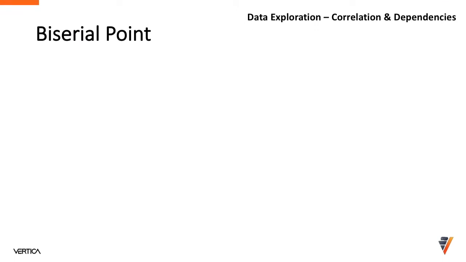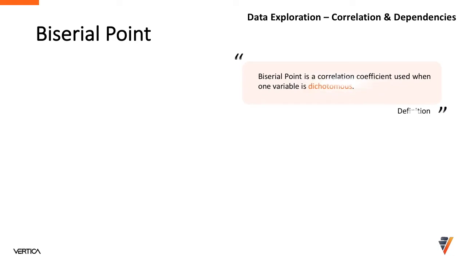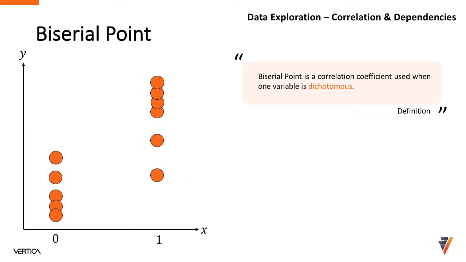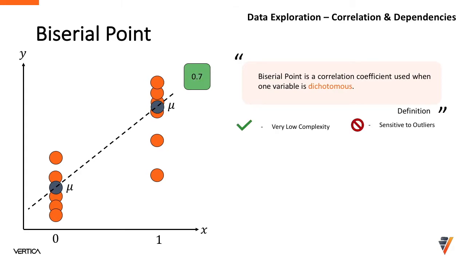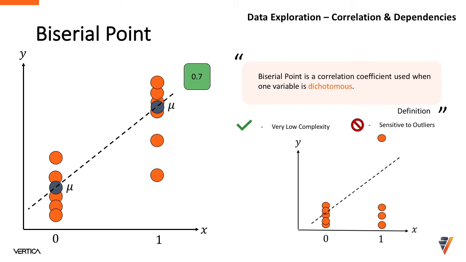Let's now see the last correlation coefficient. Biserial Point is the correlation used to see the influence of the numerical feature on a binary response. Let's consider the following distribution. We compute the average of the two categories, and we analyze if the two averages really differ. We can then get the correlation coefficient. It has a very low complexity, but it is very sensitive to outliers. One is enough to destroy the significance of the coefficient.